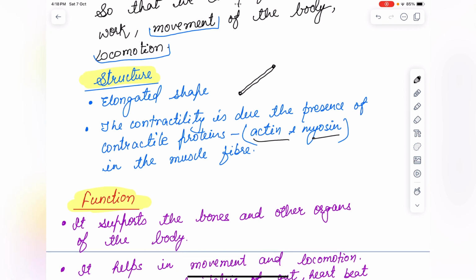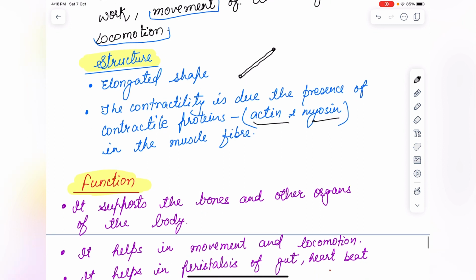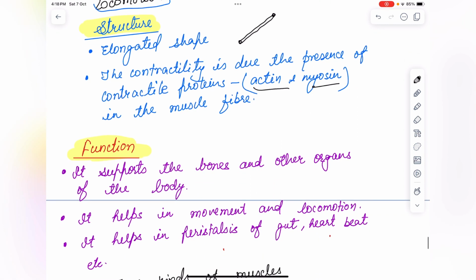Now we will see the function of the muscular tissue. The first one is it supports the bones and other organs of the body. ये जो मसल टिश्यूज़ हैं वो बोन्स और अदर ऑर्गन्स को सपोर्ट प्रोवाइड करेंगे. Second point is it helps in the movement and locomotion. Because of this protein present, actin and myosin, it will help in the contraction of the muscles and it will help in movement and locomotion.